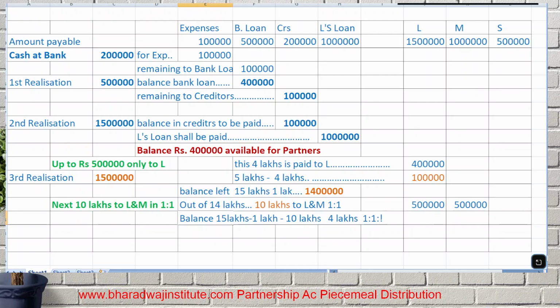Profit sharing ratio. Any balance goes in profit sharing ratio. Here out of 15 lakhs, already 1 lakh has been paid, remaining 14 lakhs. Out of that, 10 lakhs will be given to L and M. Balance how much? 4 lakhs. Any balance in profit sharing ratio, what will come? 4 lakhs in 1:1:1. There will be a 1 rupee difference, it's fine.